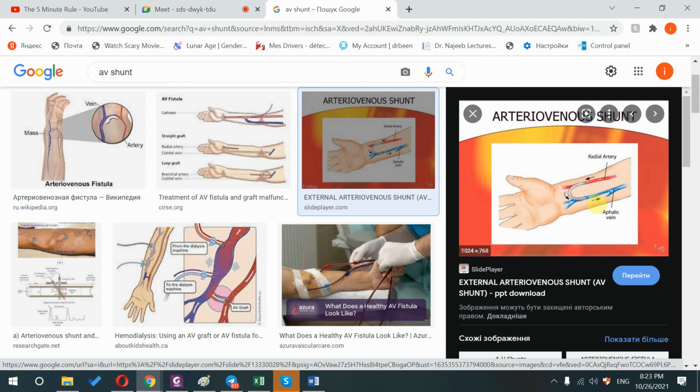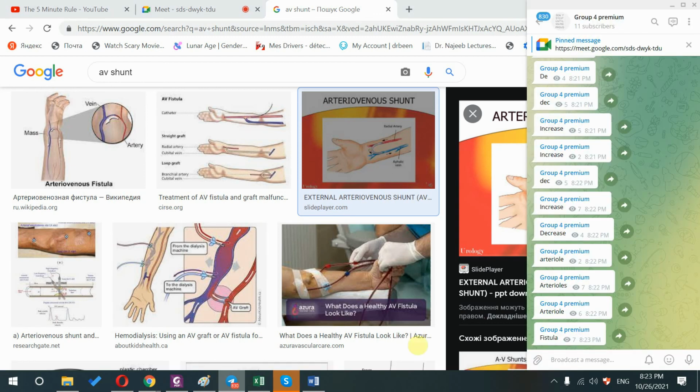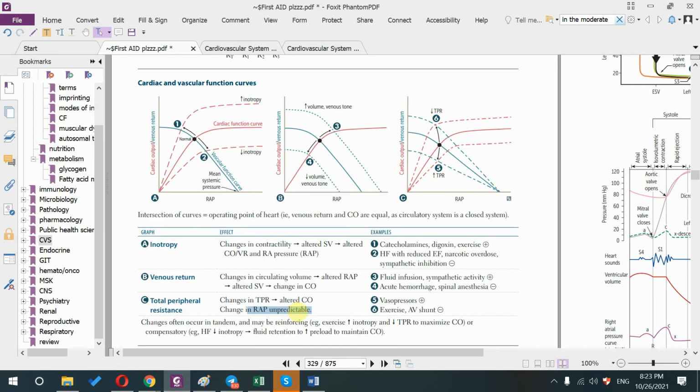But at the same time, it leads to a problem because there will be passage from the arterial circulation to the venous circulation. So you will not be going through the arterioles. If you do not go through the arterioles, the blood pressure will drop significantly. Yes, the fistula. And if that is the case, you can take a look here. In case of AV shunt, the total peripheral resistance drops because you basically bypass the arterioles.